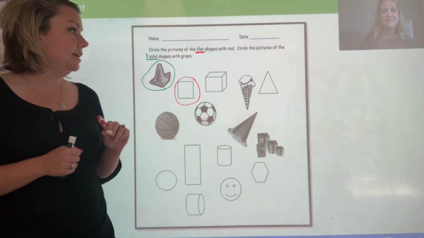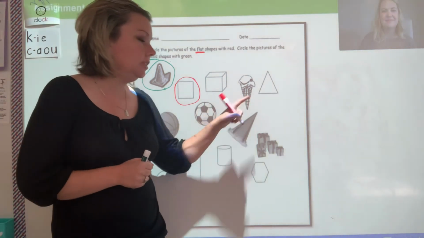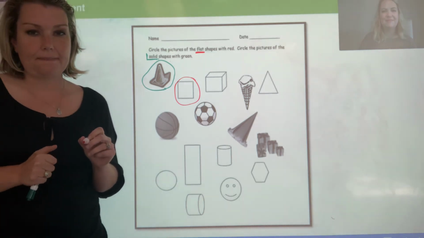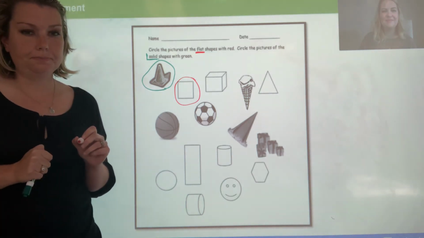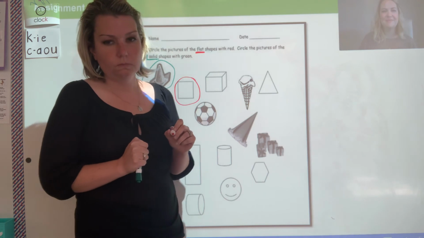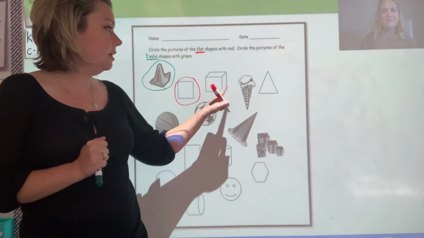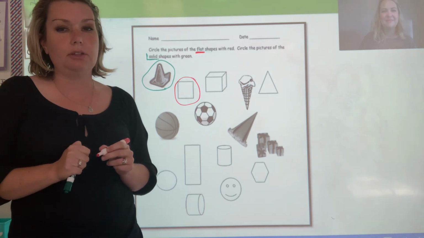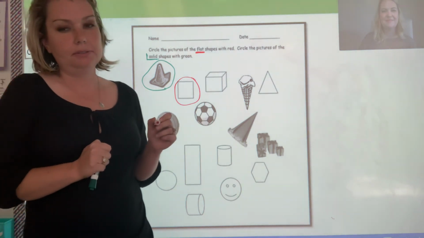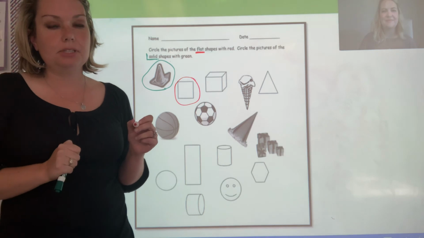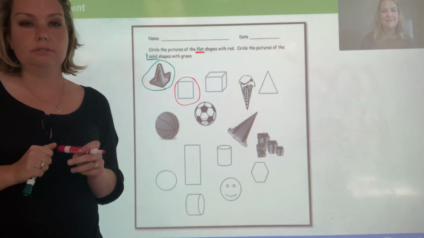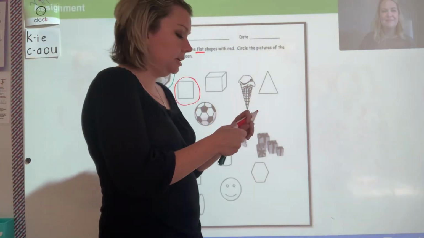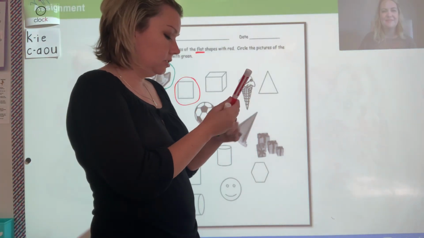Let me do Grant. Grant, what am I going to color the ice cream cone? What do we color the cone on an ice cream? Think of a real ice cream cone. What are you going to color it? Green or red? Solid or flat? Solid. It's solid, so I'm going to color it green.